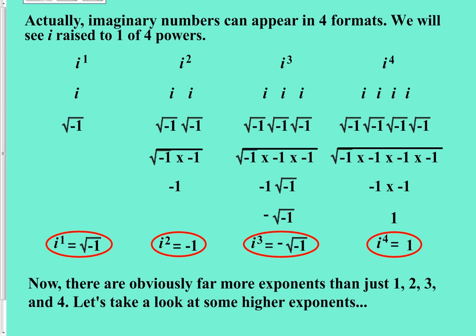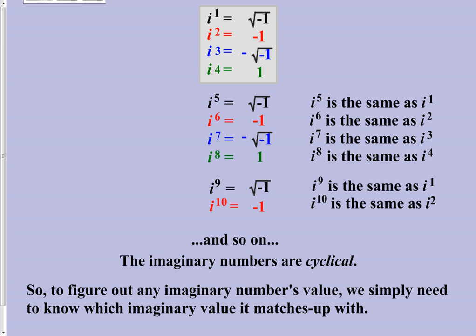So i squared is, of course, i times i. That would be the square root of -1 times another square root of -1. Those factor out together, and you end up with -1. Similar thinking: i cubed is the negative of the square root of -1, and i to the fourth is +1. Now there are obviously more exponents than 1 through 4 in the mathematical world, but these are the only 4 values of i that are needed, and you combine that with the fact that i is cyclical.